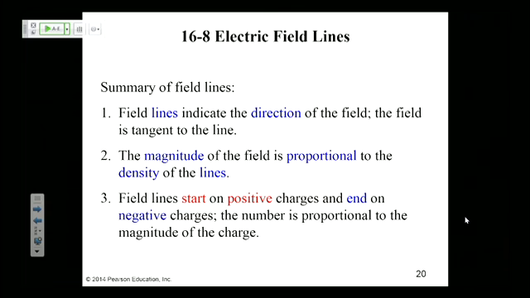The third point to keep in mind always is that for positive charges, the electric field lines start there, while for negative charges, the field lines end there. For this reason, we call positive charges sources, while we call negative charges sinks.